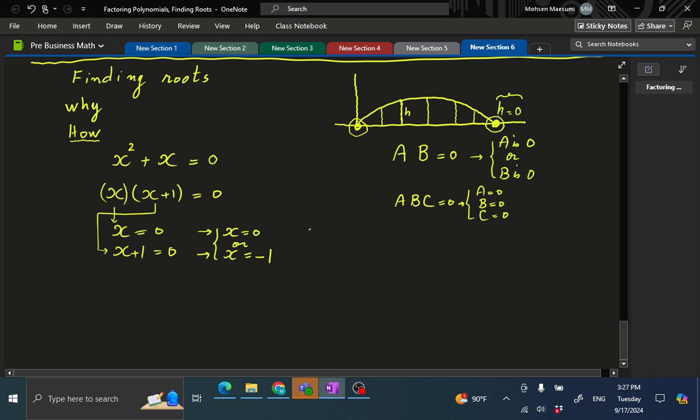These are referred to as roots or solutions, sometimes zeros, a variety of names. Sometimes it's called a 0 because it makes something to be 0.